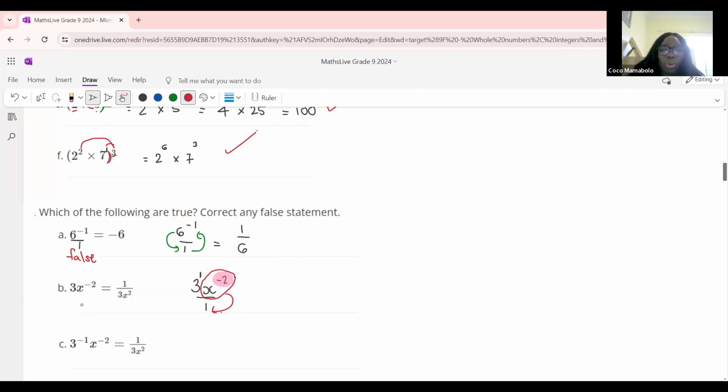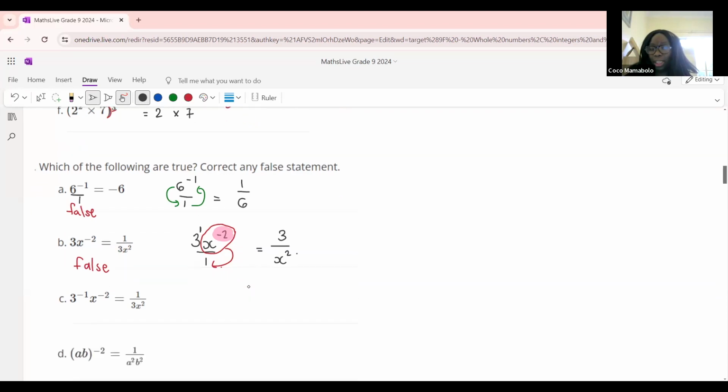Well done, Ilham. You are 100% correct, my darling. This is false. What's actually going to happen is we're going to have the 3 stay on top, and the x to the -2 will go to the bottom and become x squared. That's the answer we're looking for. All right. Now let's look at C. Bear in mind what Teacher Coco has just said about B. Is C going to be true or false?